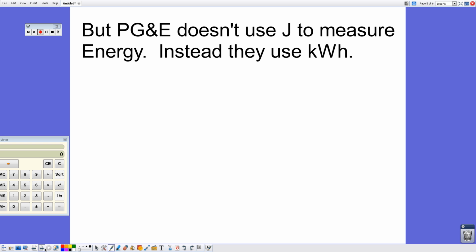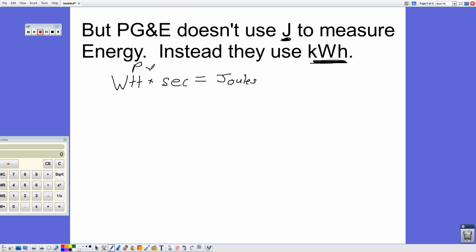Problem. PG&E doesn't use joules to keep track of its energy. So when it sends you a bill at the end of the month, they don't measure how many joules. They measure how many kilowatt hours, because that made a whole lot of sense to someone. Now, a kilowatt hour still gives you the total amount of energy. It just does it a different way. So what we've been doing is we've been taking watts and we multiplied it by seconds, and that gave us joules. Alright, but that's not what PG&E does.